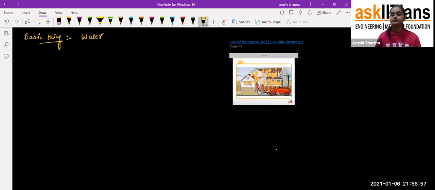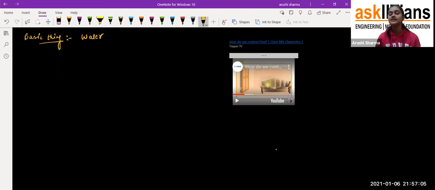Water lowers the ignition temperature of the burning material or fuel and thus stops fire from spreading. So students, when I was discussing that if you can reduce the ignition temperature, see what happens. Without anything we can't do it, but water can do that. Water can reduce its ignition temperature, so that the fire can be controlled.